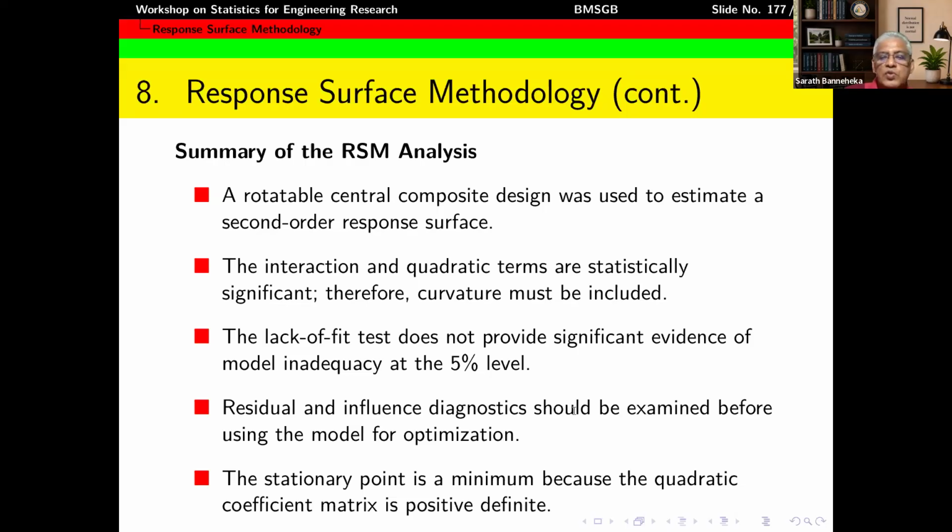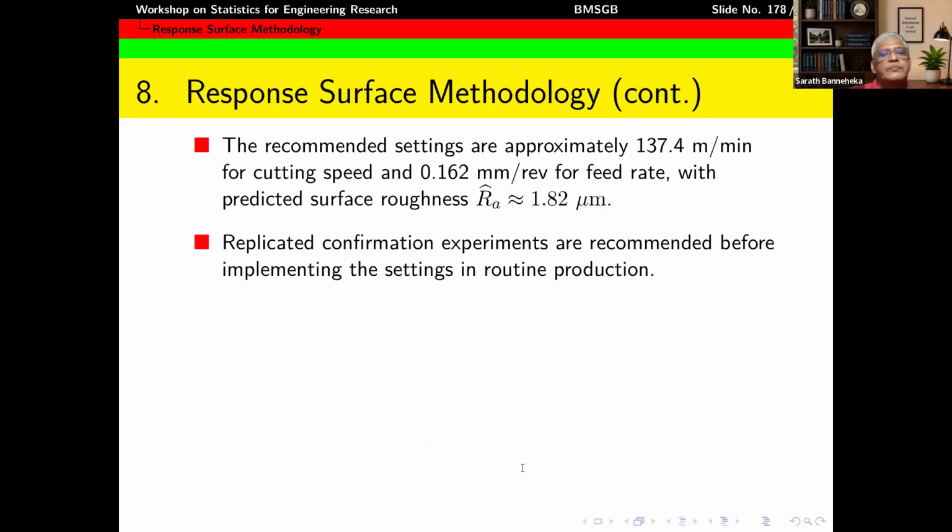Residual and influence diagnosis should be examined before using the model for optimization. Right? So that's what we did. We first established that the model was reasonable. As a model, it's reasonable, right? And also, the fitted model is suitable because the residual analysis didn't have any problem. So, finally deciding that it is a reasonable model, we use that to get the minimum point. The stationary point is a minimum because the quadratic coefficient matrix is positive definite in this case.